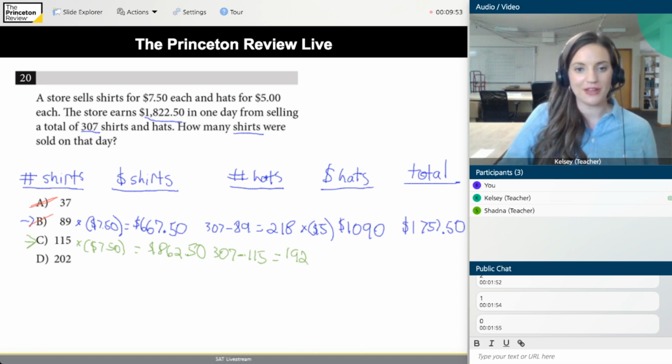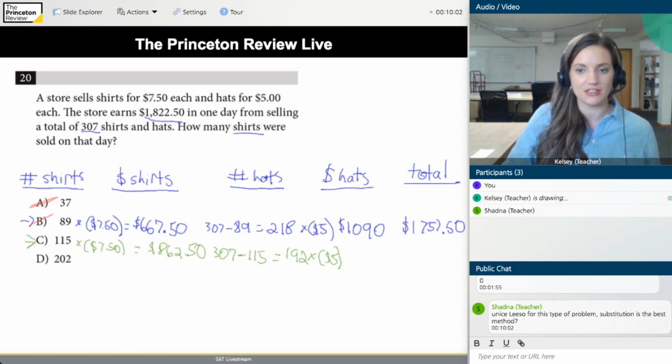And to calculate the amount of money that came in from those, again, multiplying by the cost of the hats, which was $5. That'll give us the total that came in from the hats. That'll be $960.